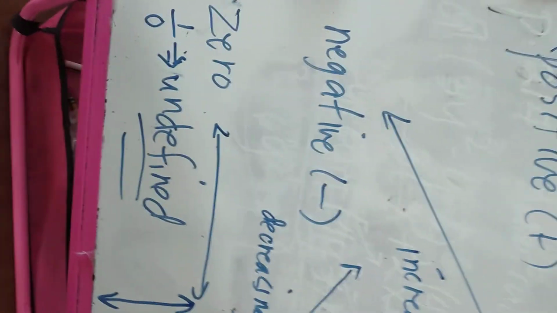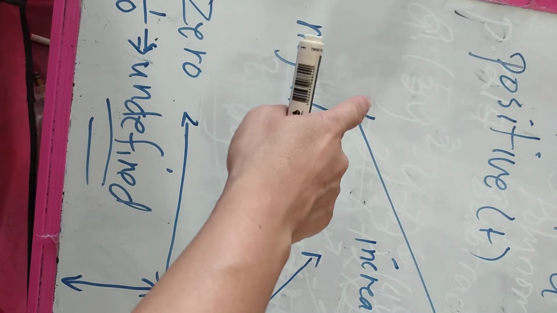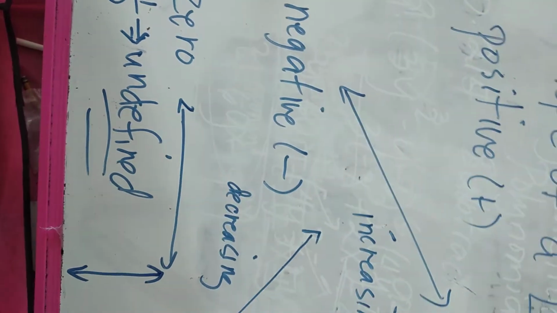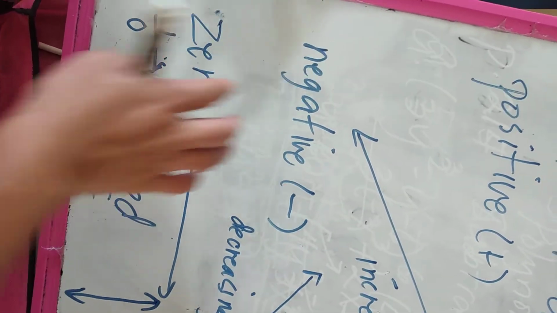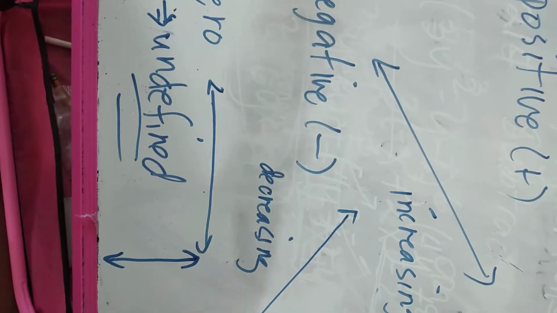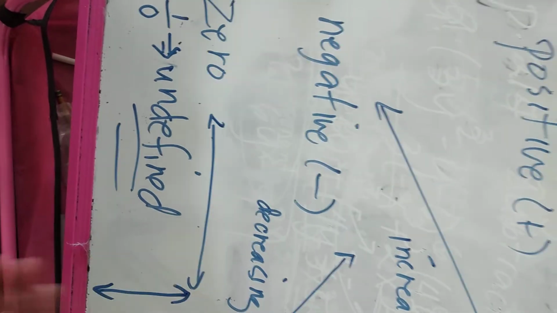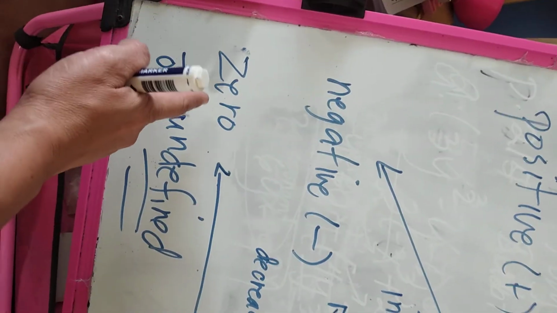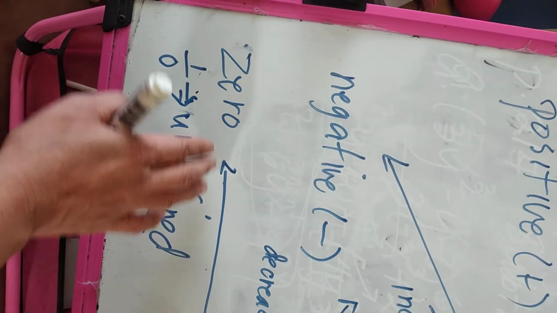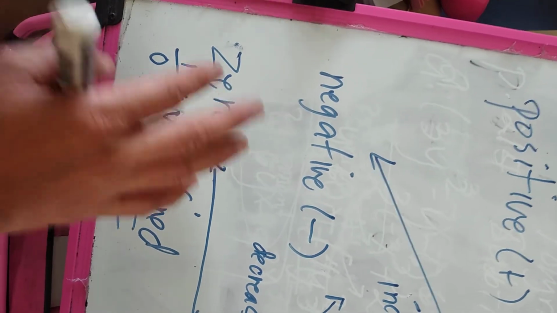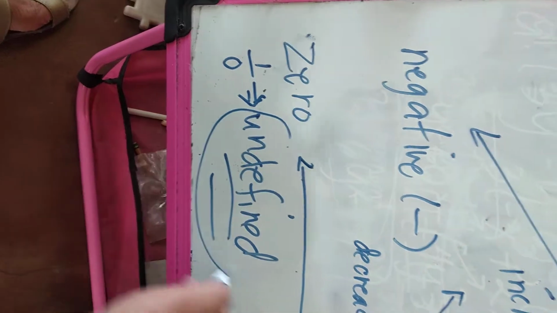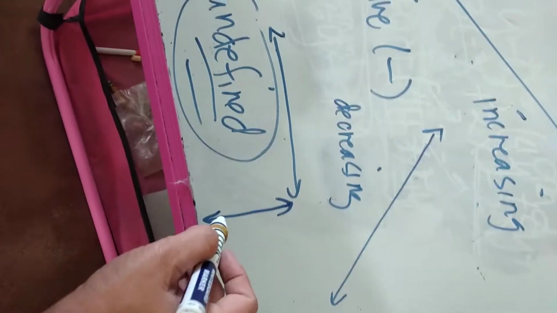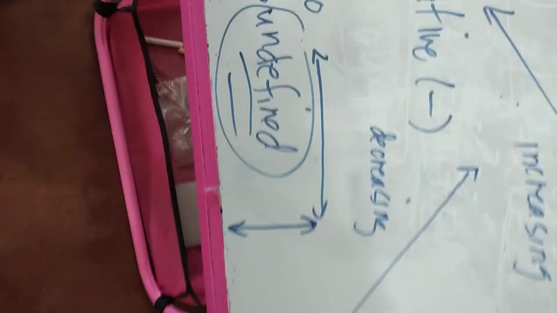If the slope is positive, the direction of your line is rising to the right, or it is increasing. If your slope is negative, your line is rising to the left, or it is decreasing. If your slope is 0, your line is horizontal. Whereas if your slope is undefined, your line is vertical.